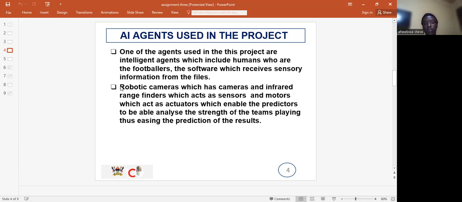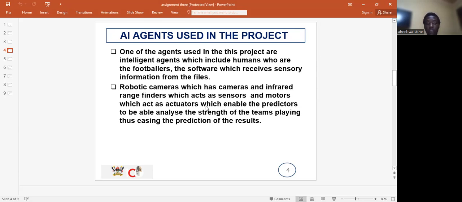Then we also have robotic cameras, which have cameras and infrared range finders, which act as sensors, and motors, which act as actuators. The range finders, the sensors, will be able to scan the environment and send information back to the robotic cameras, which will be used in the analysis and determining the predictions and analyzing the results of the game of play.